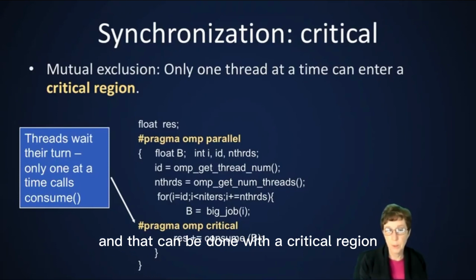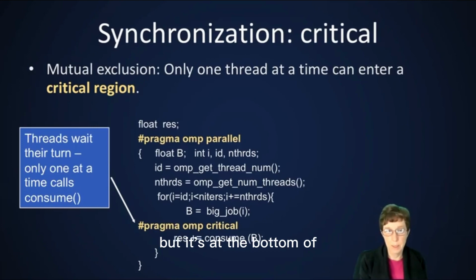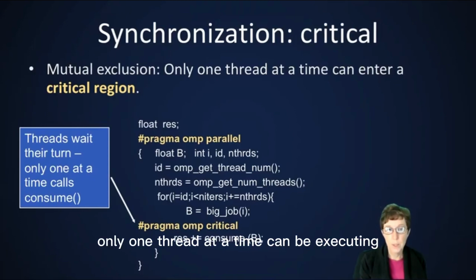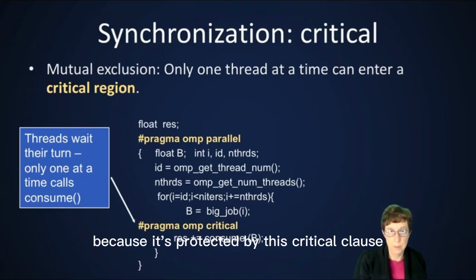And that can be done with a critical region. In this case, it is still at the bottom, but it's at the bottom of this for loop, and this critical region means that only one thread at a time can be executing this particular statement because it's protected by this critical clause.